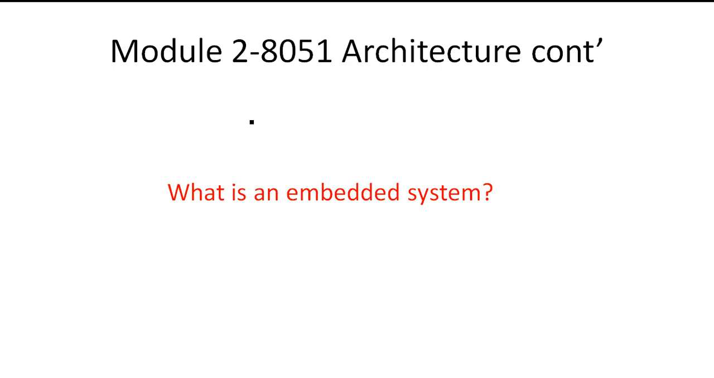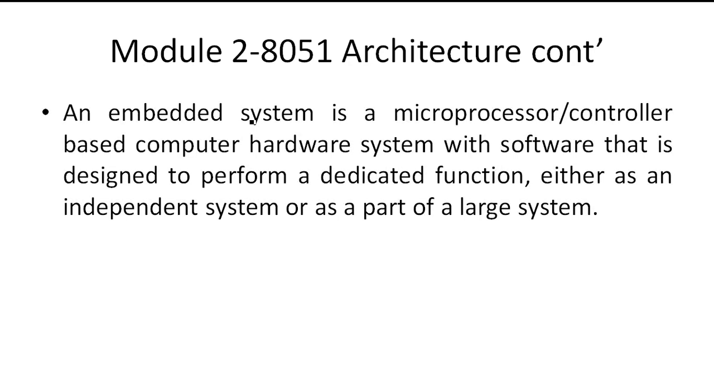Now here we have a point: embedded system. What is an embedded system? An embedded system is a microprocessor or controller based computer hardware system with software that is designed to perform a dedicated function, either as an independent system or as a part of a larger system. Embedded systems are an important branch of engineering nowadays.